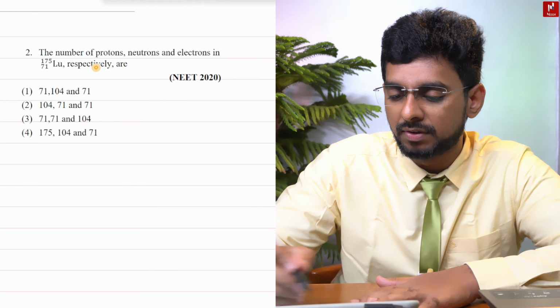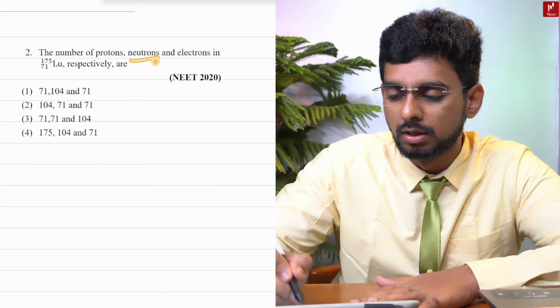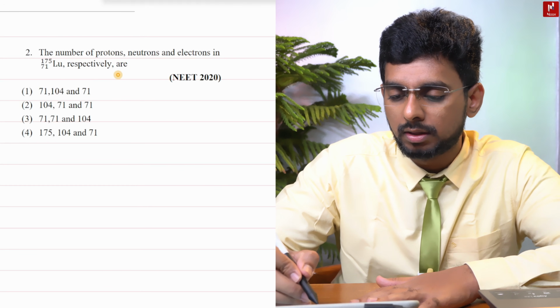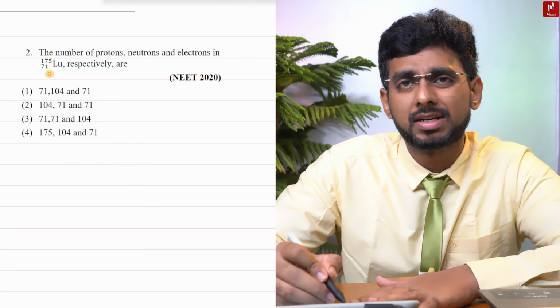Here, let me verify with the next one, which is going to be the neutrons. So to get the neutrons, what should I do? That's going to be the atomic number subtracted from the mass number.